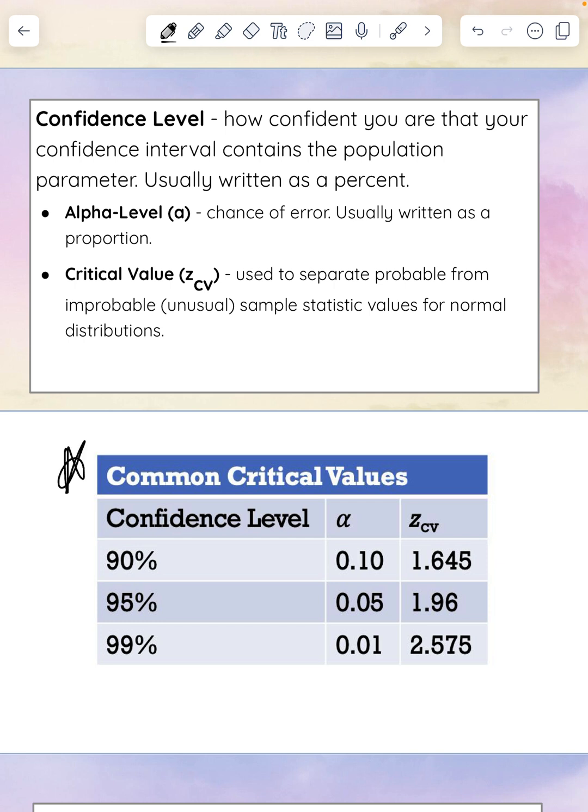And this I would highly suggest you memorize. So these are the most common confidence levels, 90%, 95%, 99%. Your alpha levels are the second column, and your critical value for Z is the last column. Alpha is usually given as a proportion. So if I'm 90% confident, that would mean that there's a 10% chance of error, and 10% as a proportion would be 0.10. Again, if I'm 95% confident, there's a 5% chance of error, and 5% as a proportion would be 0.05, and so on.